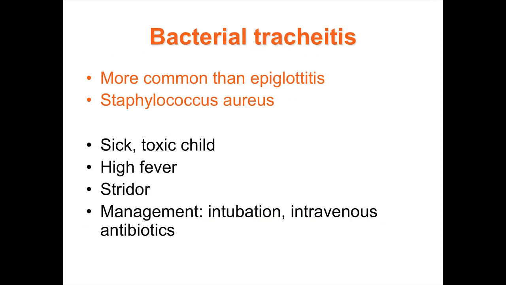Bacterial tracheitis is now more common than epiglottitis since the development of the Hib vaccine. The most common pathogen is Staphylococcus aureus. It's a sick, toxic child with a high fever and stridor, and the management would include intubation and IV antibiotics.